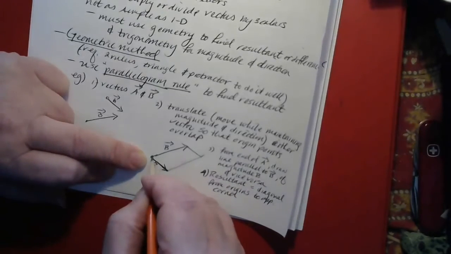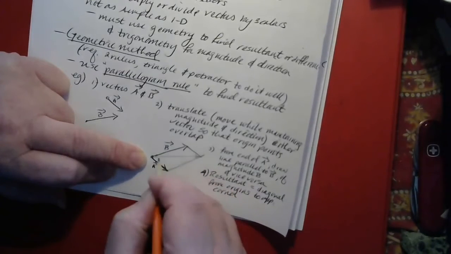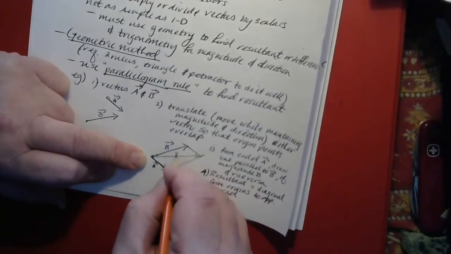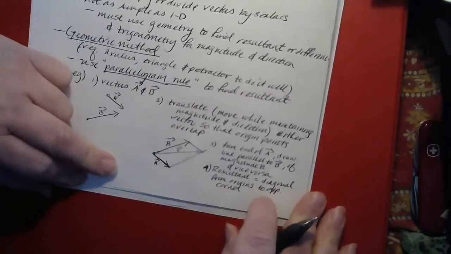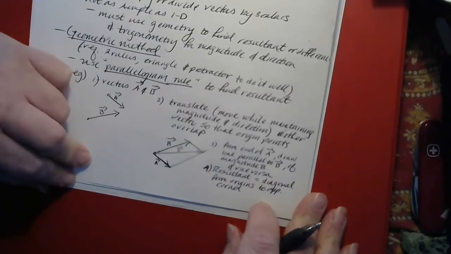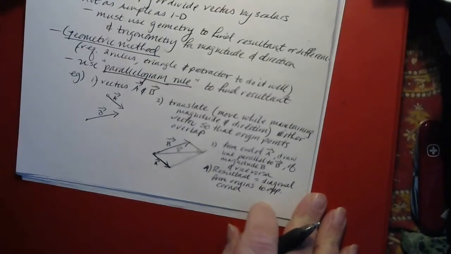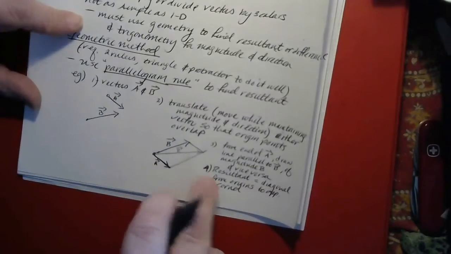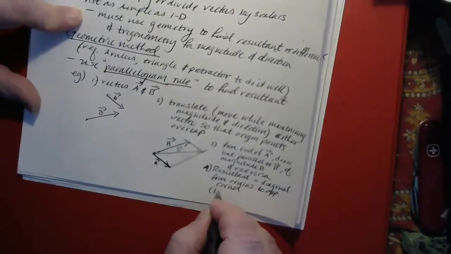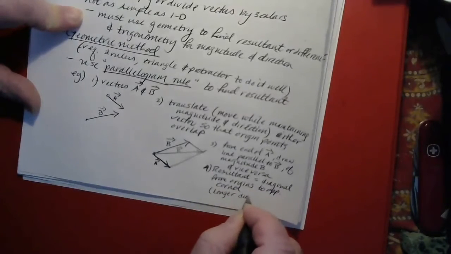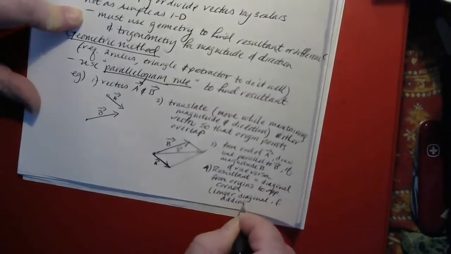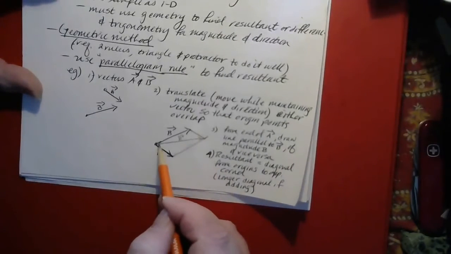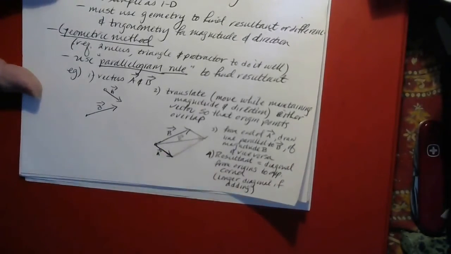So the resultant will be this line here. The resultant will be the longer of the two diagonals of this parallelogram, because you're adding them. So if you're adding the vectors, it'll be the longer diagonal. In other words, the diagonal that starts at the origins and goes to the opposite corner.